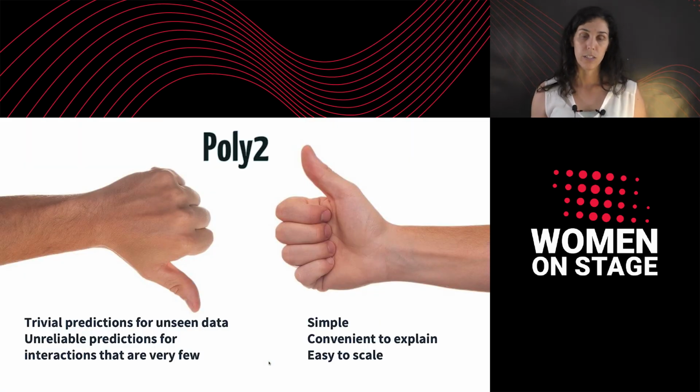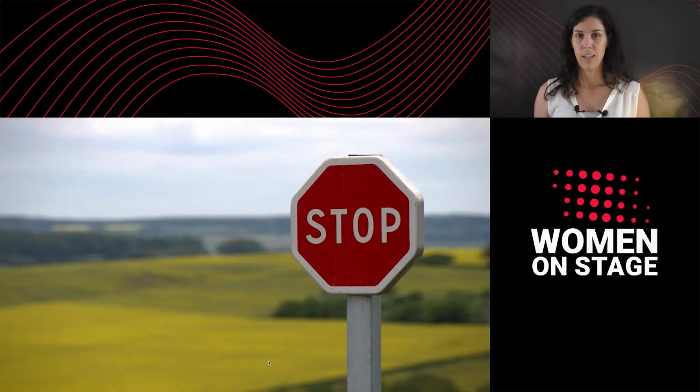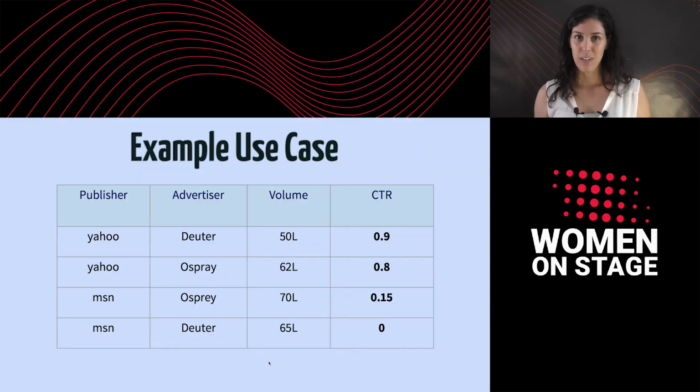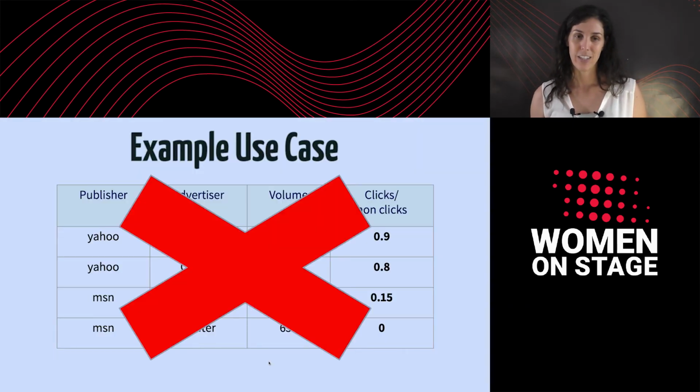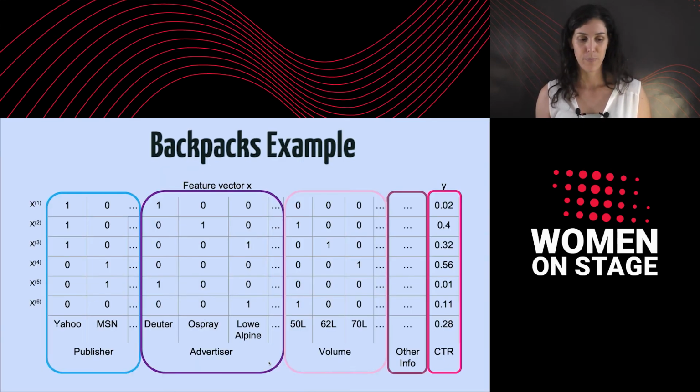So to sum up Poly2, it's simple, convenient to explain, and easy to scale, but it gives trivial predictions for unseen data and unreliable predictions for interactions that are very few. But I have to stop here. I stretched the truth a little bit, and this table doesn't really look like in real life. So how does it look? A little bit more like this.